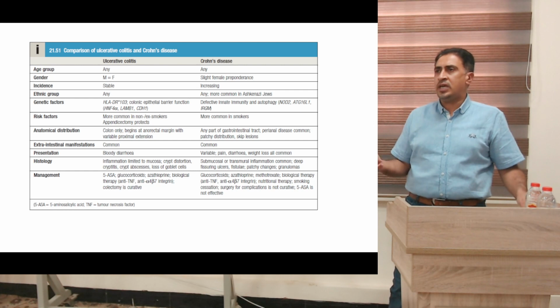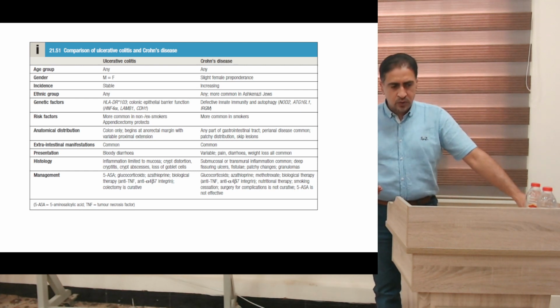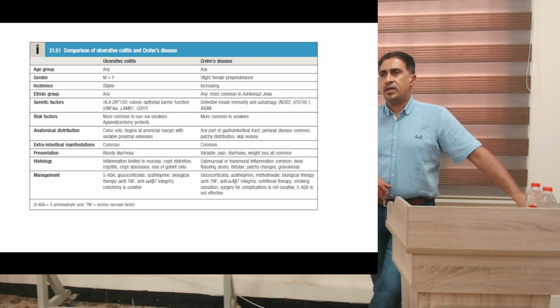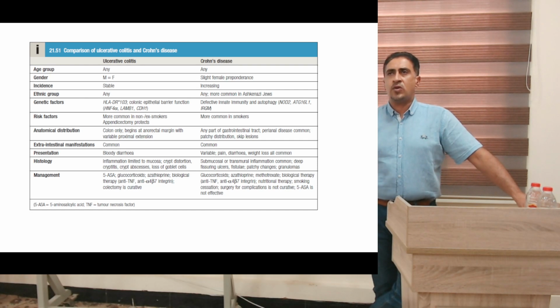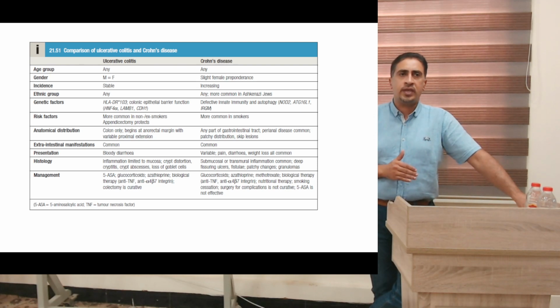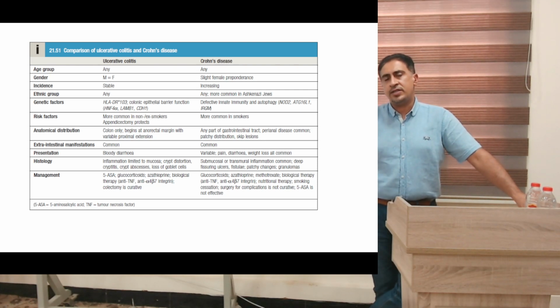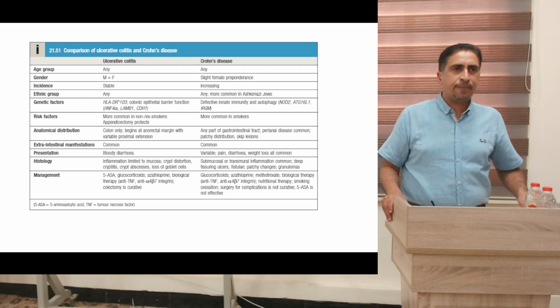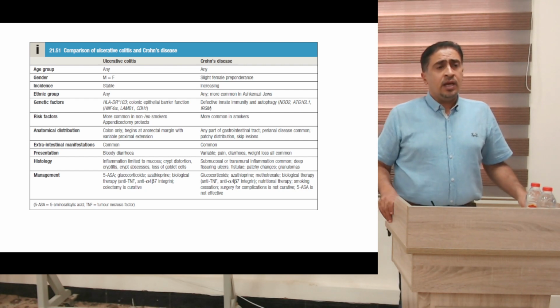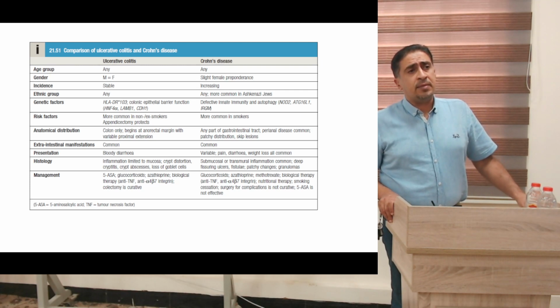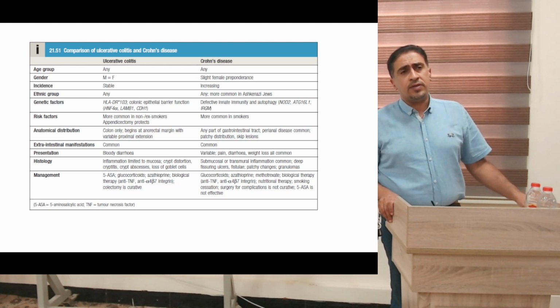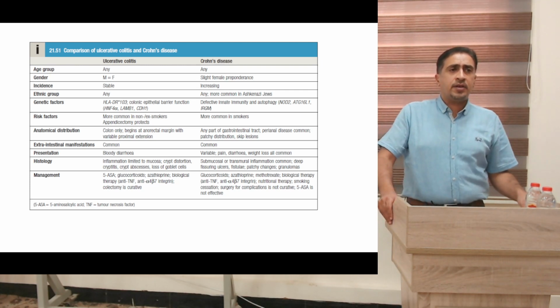If you see the colonoscopy report of a patient with Crohn's disease or ulcerative colitis, ulcerative colitis is characterized by continuous inflammation without intervening normal mucosa, while Crohn's disease usually has a skip pattern. Both of them have extraintestinal manifestations involving joints, skin, and so on.